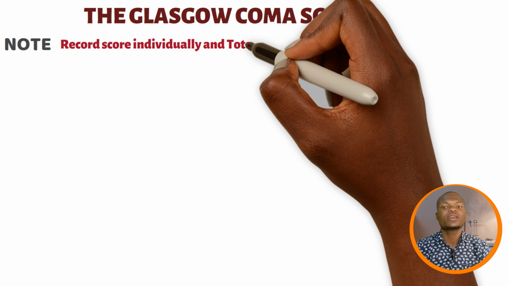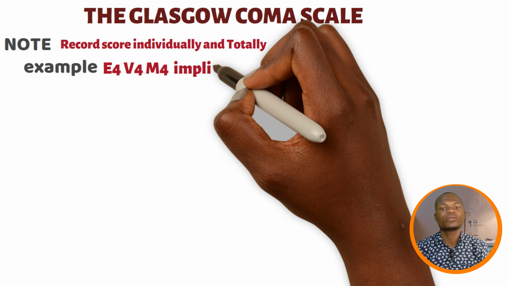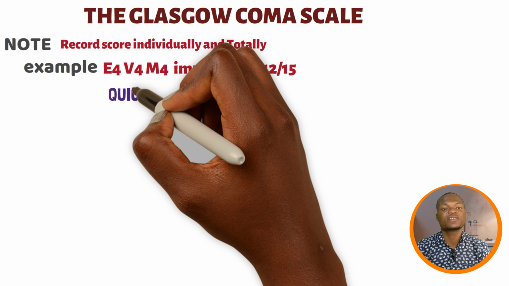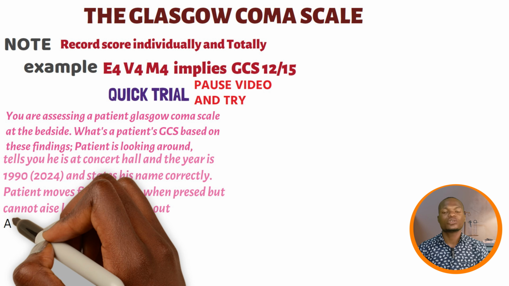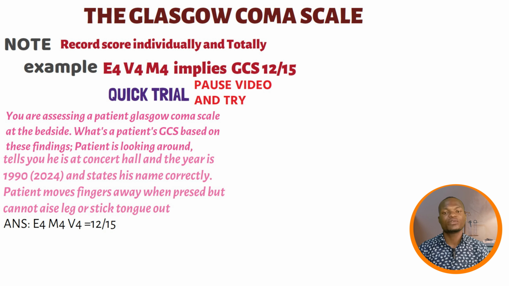So record the score individually and totally. Example, E4, M4, V4 would be a GCS of 12 on 15. Here is a quick question, and let me know your answer in the comment section. Okay, so the GCS will be E4, M4, and V4.